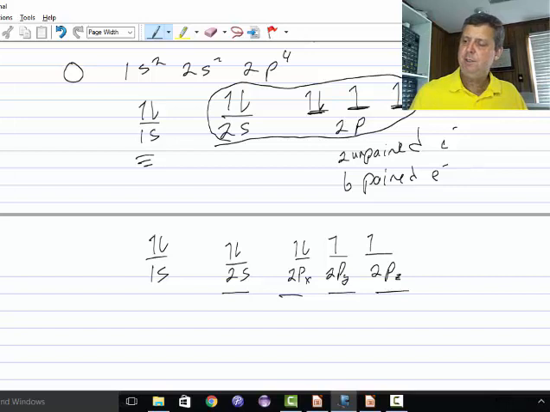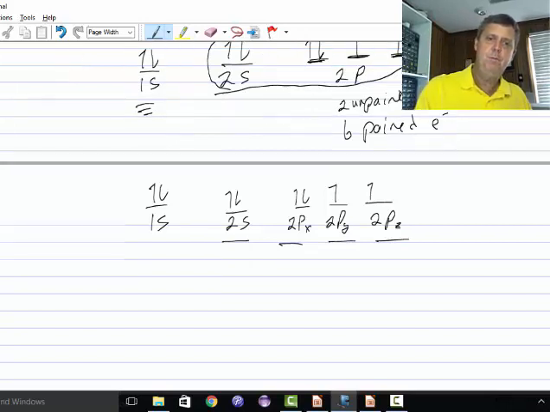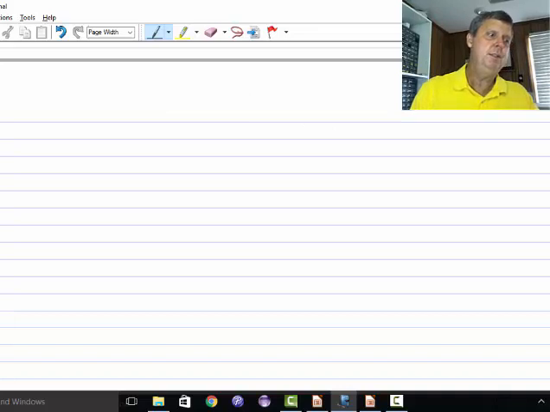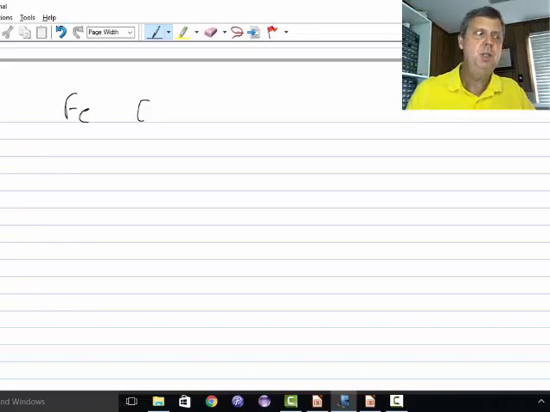Let's look at something like orbital notation for an iron atom. Well, you can write out the configuration yourself first, I think, for practice. Pause the video and do that, and then I'll go through a briefer description of that.